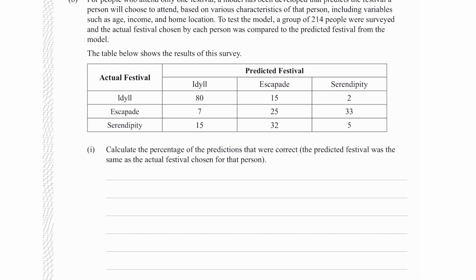Okay, so the probability of making a correct prediction. Given that you predicted Idle, they actually went to Idle. Given that you predicted Escape Aid, they went to Escape Aid, and given that you predicted Serendipity, they actually went to Serendipity. So this is going to be 80 plus 25 plus 5 over, we'd want to know the total number of people, which is 214. So 80 plus 25 is 105, plus another 5 is 110 over 214.